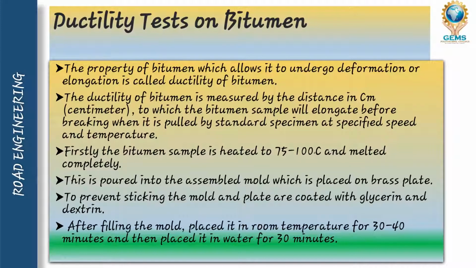In this ductility test, let us see how the test is done and how it is used for checking the quality for the pavement. The property of bitumen which allows it to undergo deformation or elongation is called the ductility of bitumen, which means that if bitumen is allowed to stretch, it can be bent or deformed into any shape or size. The ductility of bitumen is measured by the distance in centimeter to which the bitumen specimen will be elongated before breaking when it is pulled at standard speed and temperature.